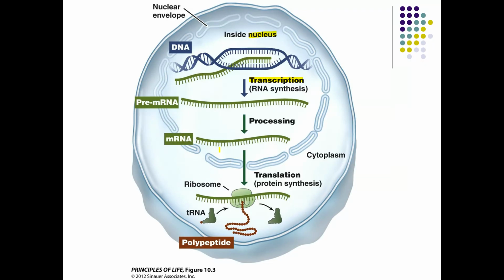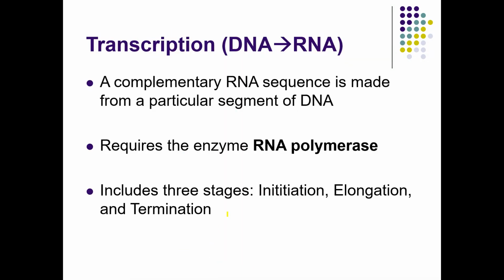It's going to pass through the nuclear pores. It's going to be attaching to a ribosome somewhere out in the other parts of the cell, and that is where we're going to build our proteins in the process of translation. And so the final product is going to be this basic polypeptide. And so we're going to start with the first process of transcription.